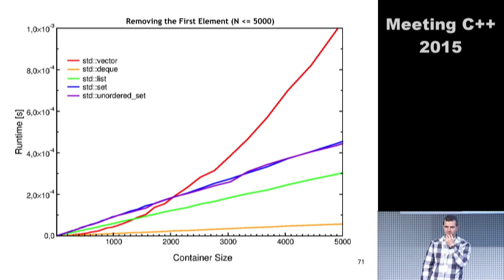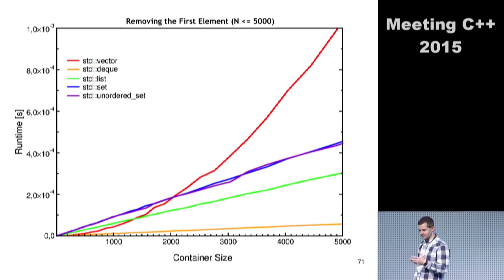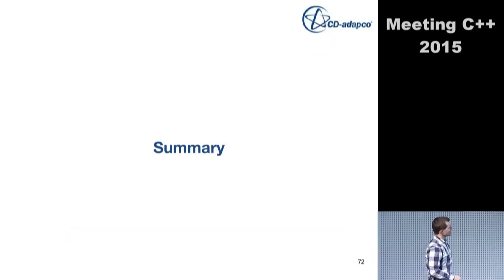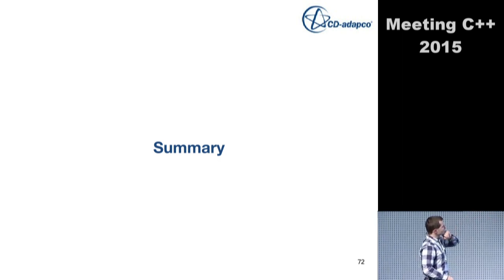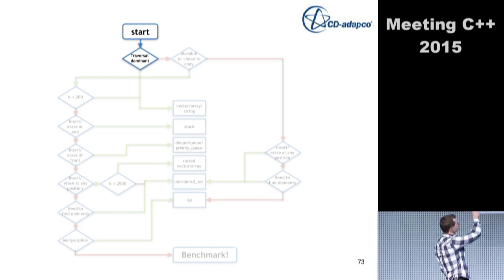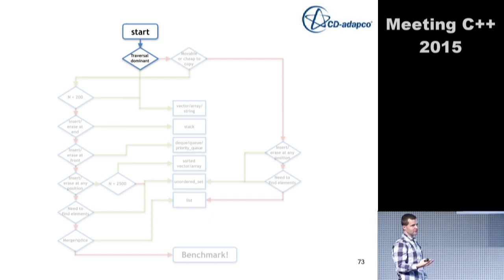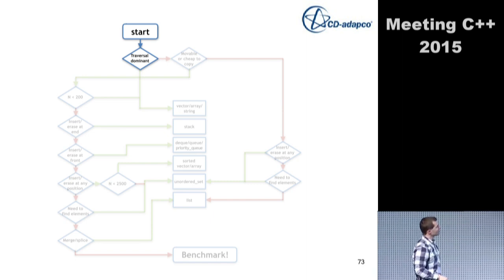A short summary. I promise you, we have to come up with something better than just these theoretical decision graphs based on big O notation. So I propose the following three. If the majority of operations is traversal of elements, then choose a vector, array, or string.